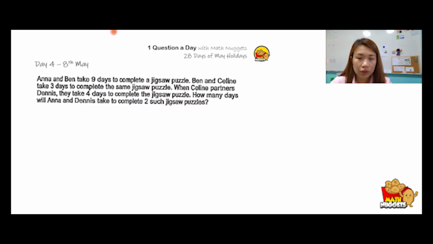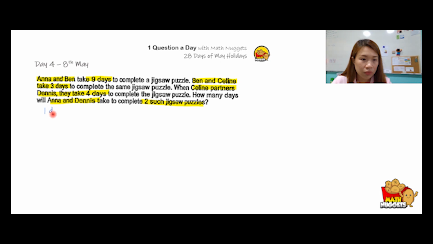This is day 4. Day 4 is a rate question. We know that Anna and Ben take 9 days to complete the jigsaw puzzle. Ben and Celine take 3 days. Then when Celine partners with Dennis, they take 4 days. So we are trying to find out how many days Anna and Dennis will take to complete 2 of such puzzles.